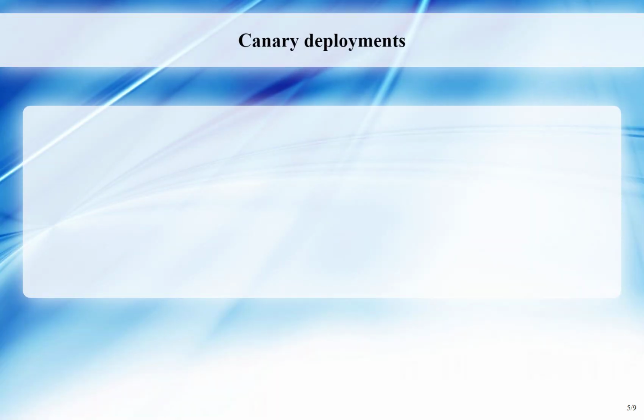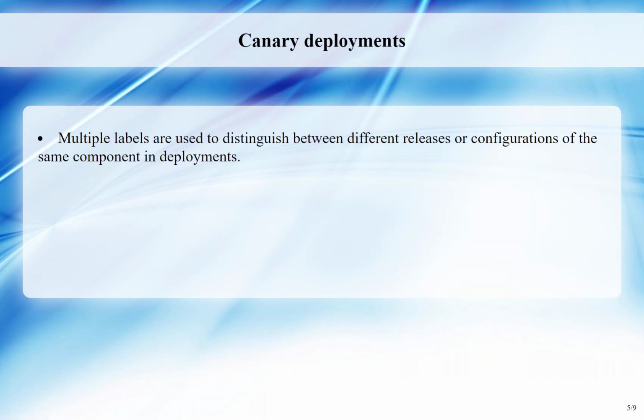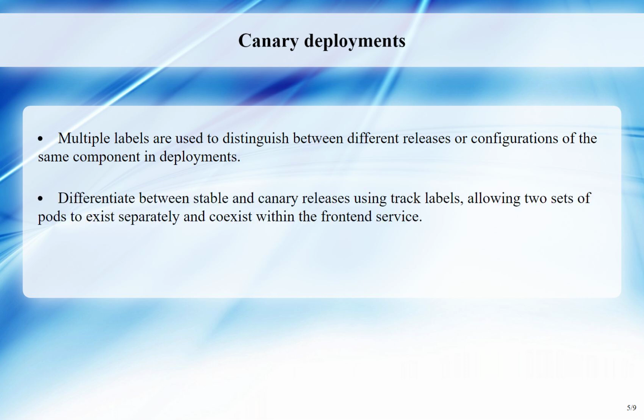Canary deployments. In some cases, multiple labels are necessary to differentiate between deployments of different releases or configurations of the same component. For example, it is common to deploy a new application release alongside the previous one as a canary, allowing the new release to receive live production traffic before a full rollout. A track label can be used to distinguish between different releases, with the stable release labeled as stable and the canary release labeled as canary.